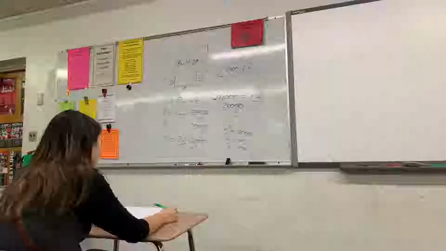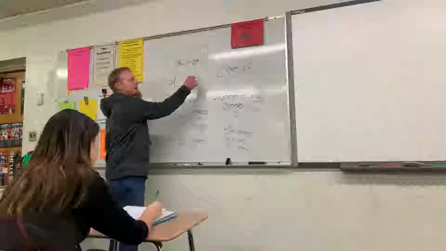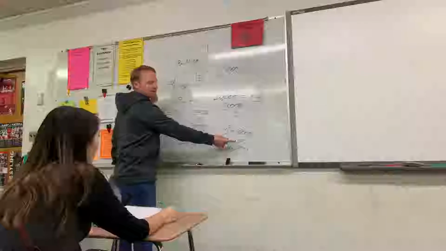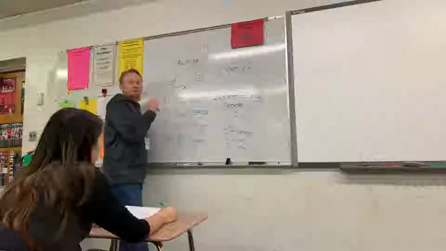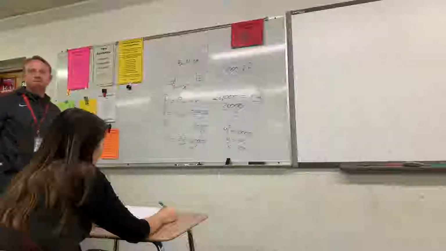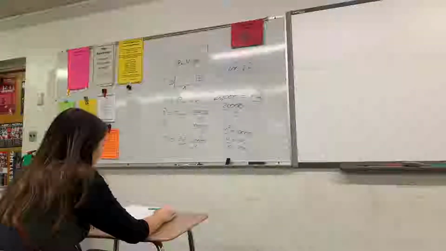Why do you need 400? Because I've got a y and a y. So that's 100 and 100, which is 200. So 200 plus 200 gives me 400. You're finding the amount of fencing. Amount of fencing is the perimeter, correct.